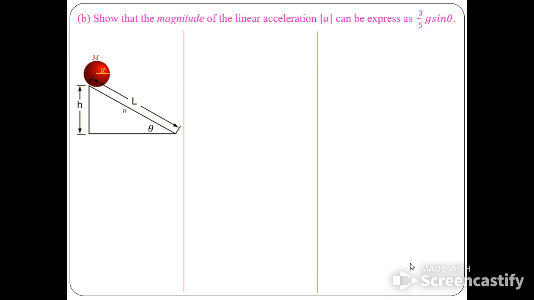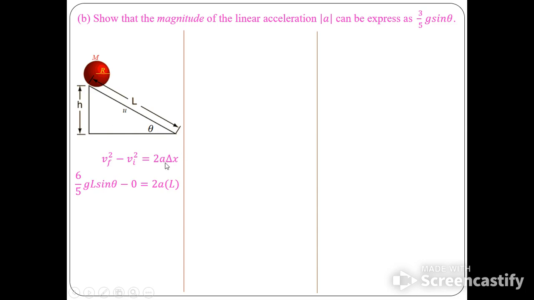For part B, it asks us to find the magnitude of the linear acceleration, a_CM, and that can be expressed as 3/5 g sine theta. That's a common function for this particular type of shape rolling down a ramp. So the first strategy you can use is a common form from your kinematics day. But you know that Vf squared from the previous part would be 6/5 gL sine theta. And Vi is 0 because it's released from rest, and then 2a.